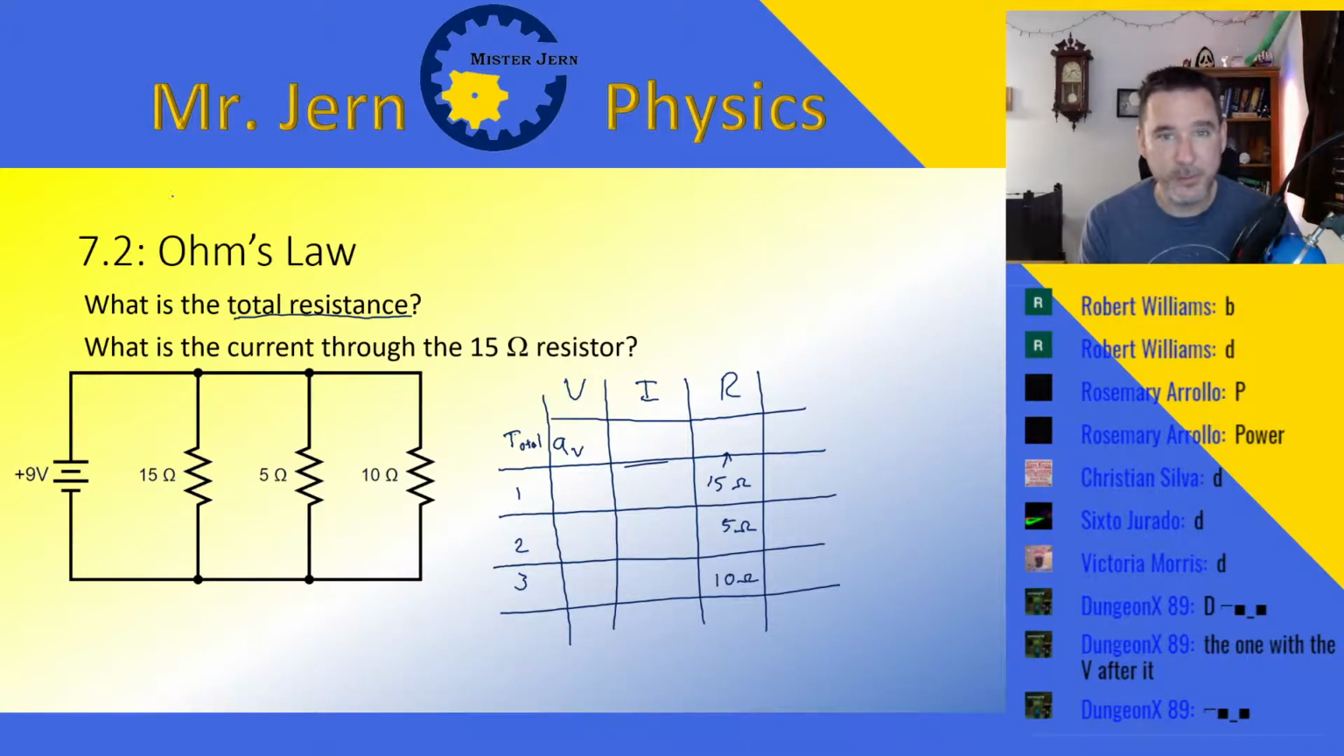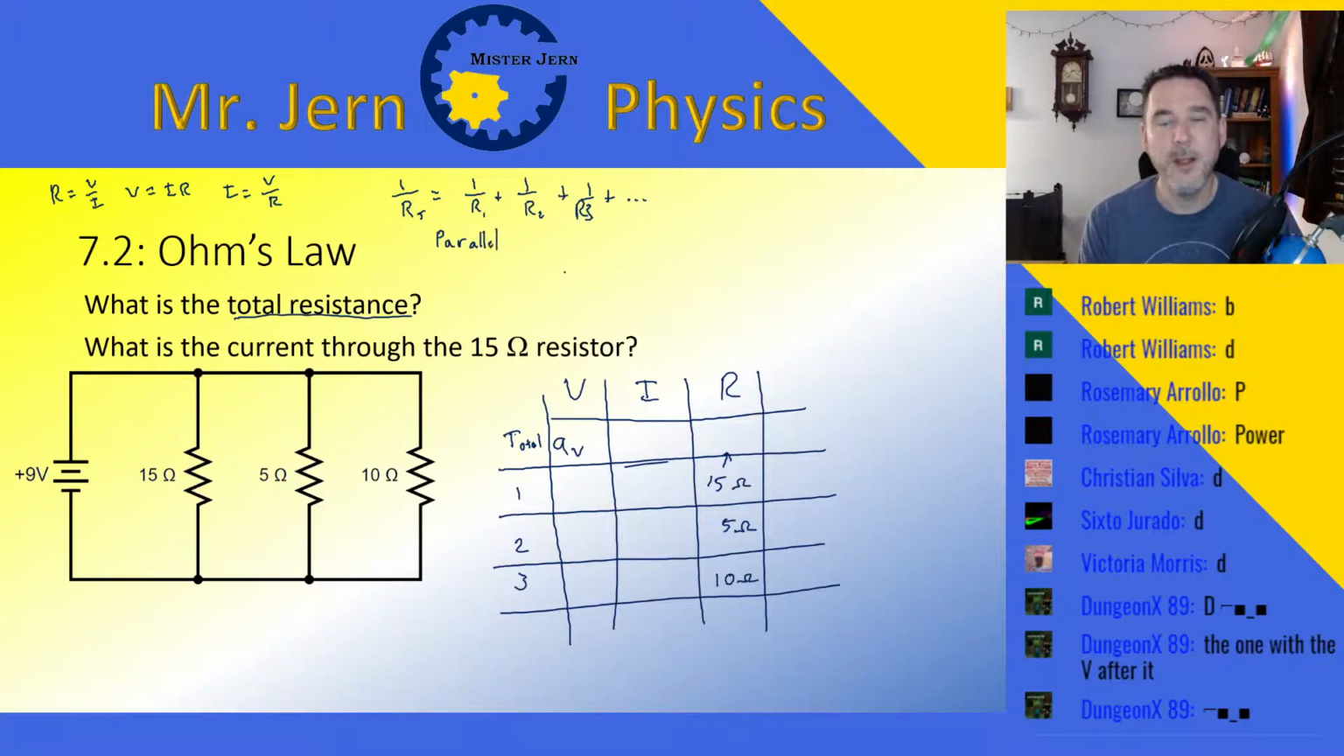Okay, on the equation sheet, I think it's written like this. R equals V over I. V is equal to I times R, and I is equal to V over R. Okay, so we've got our 3 equations, and I'm pretty sure this is how it's written on the equation sheet. 1 over R total is equal to 1 over R1 plus 1 over R2 plus 1 over R3 plus whatever other resistors there are. That's for a parallel circuit. Okay, and that'll get you the answer.